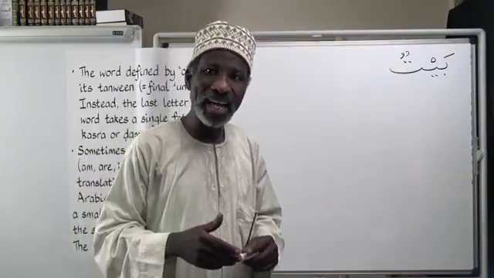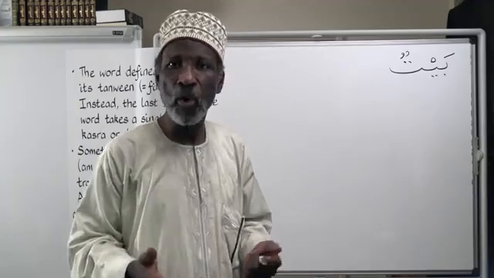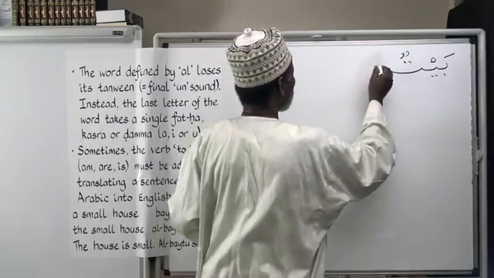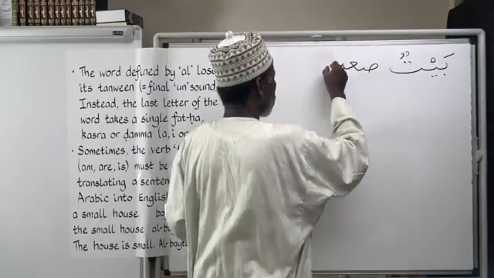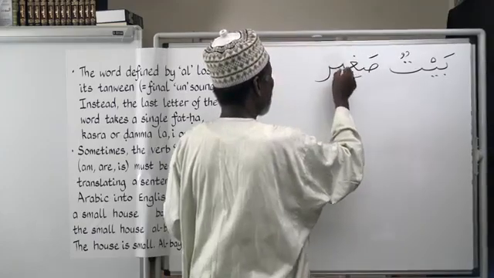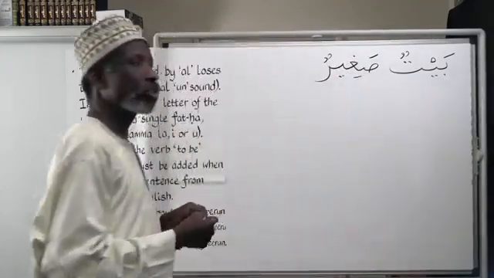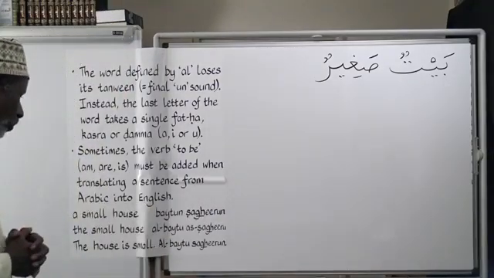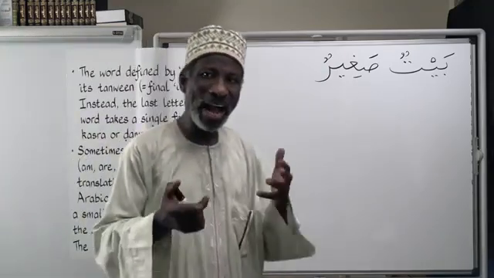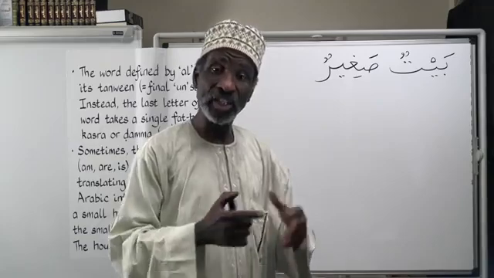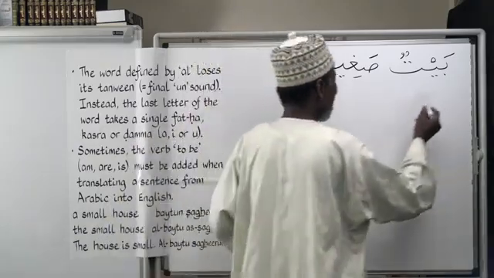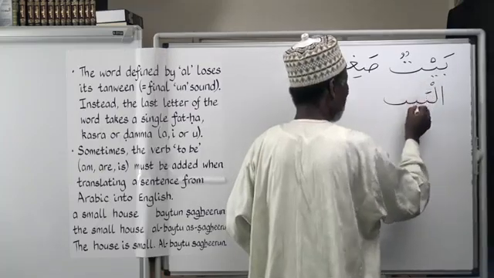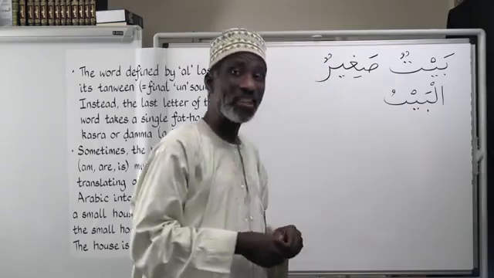If you want to say a small house, you just add an adjective. Baytun صغير. Baytun صغير. That means a small house. If you want to say the small house, you will say البيت. That means the house.